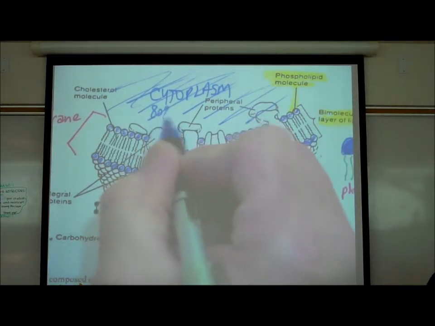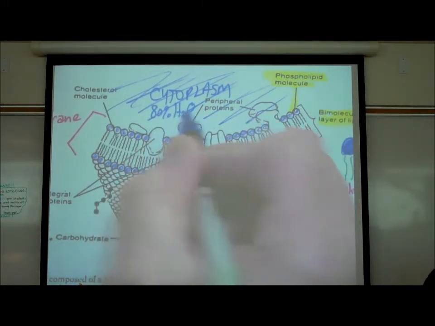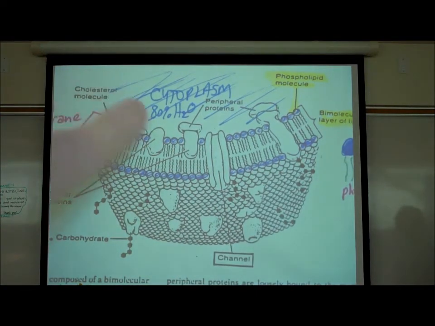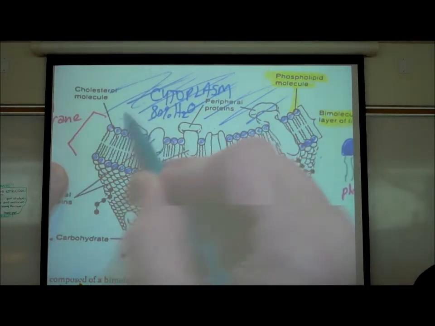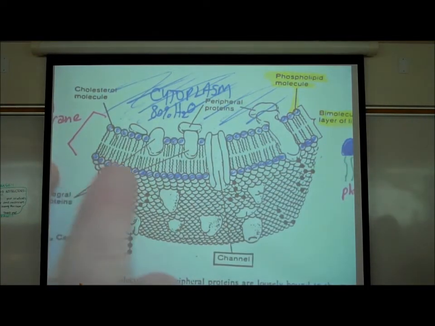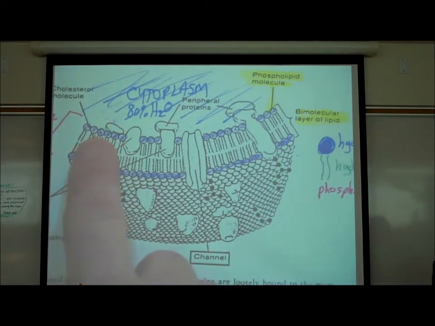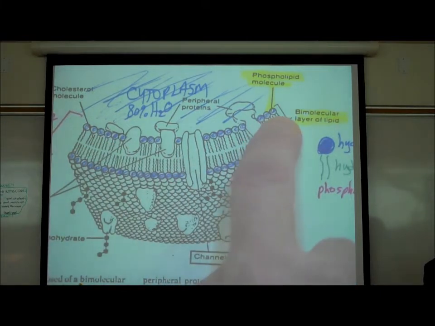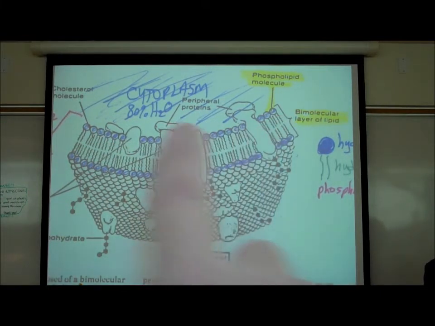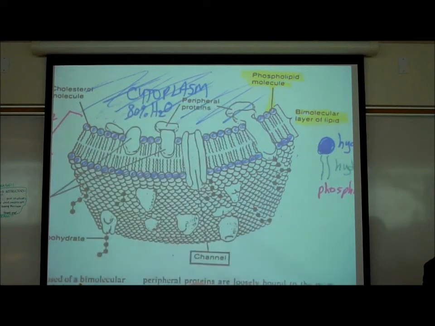And the cytoplasm is 80% water. So this is this jelly-like fluid or water on the inside of the cell. And you will notice, therefore, that the balloon part, the part of the inner layer of phospholipids that likes water, the balloon part is facing the water on the inside of the cell.